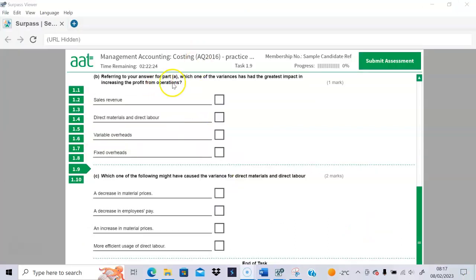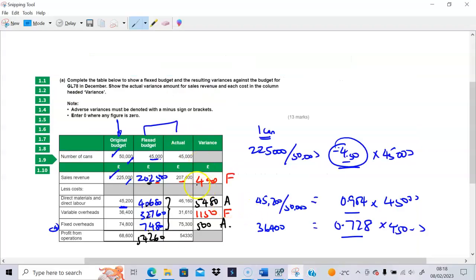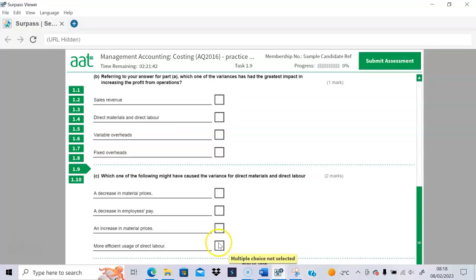The question then says, referring to your answer, which of the variances has the greatest impact on the profits from operations? Let's look at it. In terms of what has the greatest impact, this is adverse, and this is the biggest number here. So I'm going to go with the direct materials and labor together. Let's see what they have in there. Direct materials and labor, yeah, that's definitely the one with the greatest impact.